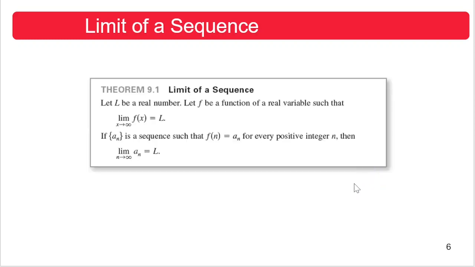We can now define this using this theorem. Let L be a real number and let f be a function of a real variable, such that the limit of the function f of x is L as x approaches infinity. And if a sub n is a sequence such that the function f of n is equal to a sub n for every positive integer n, then the limit of a sub n is L as n approaches positive infinity.